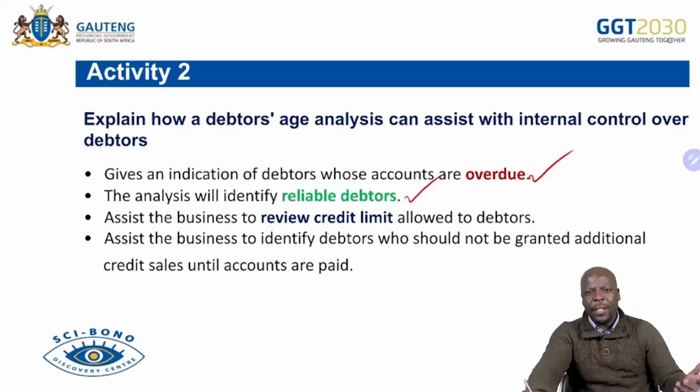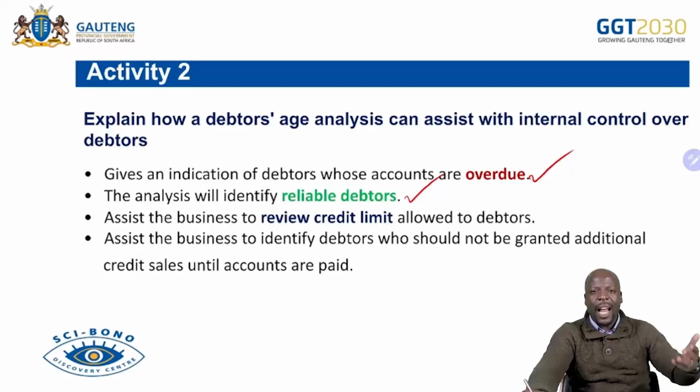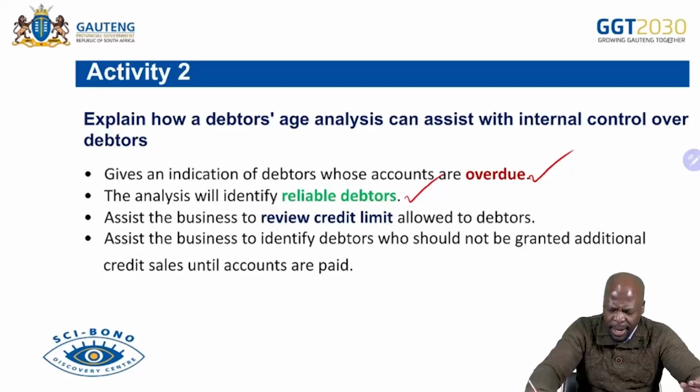If we have reliable debtors, what then do? We increase their credit limits because they are reliable. They can pay. Let's allow them to buy more. So we can do that when we have the debtors' age analysis. It assists the business to review the credit limit that is allowed to debtors.